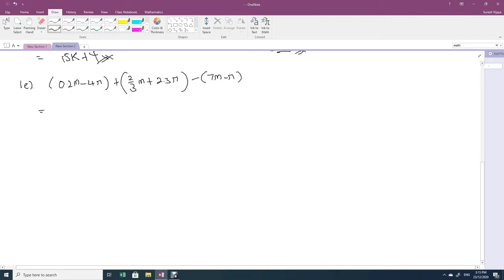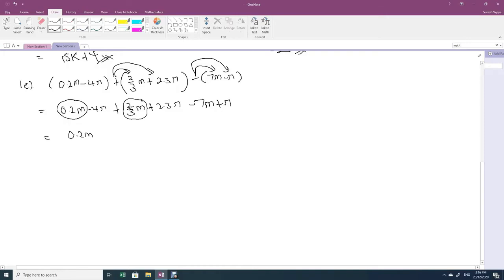Okay, so we have to arrange the like terms together here. Sorry, we have to break down the equation first. So we multiply in the plus to the parentheses. We have 2 over 3m plus 2 over 3n, and minus 7 times m, and minus times minus n, so we have minus 7m plus n. So we have 0.2m. Then we rearrange the like terms.